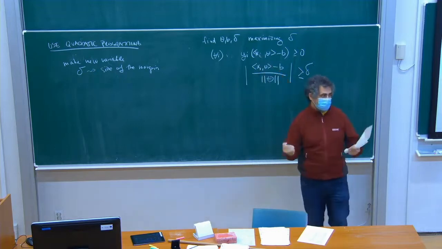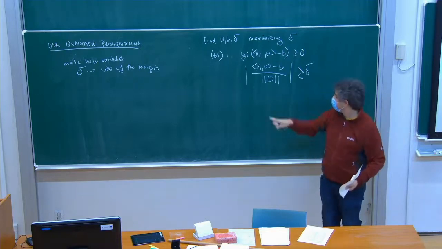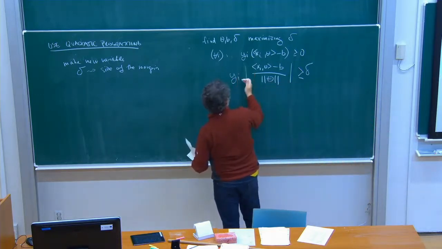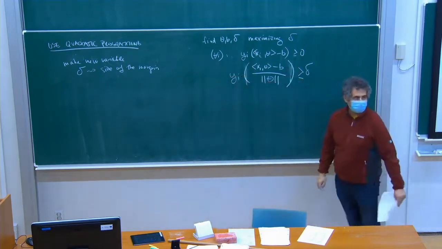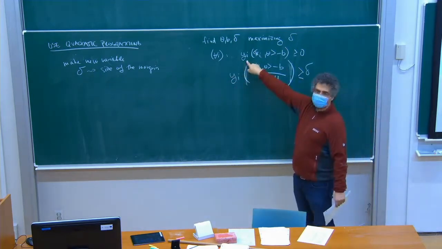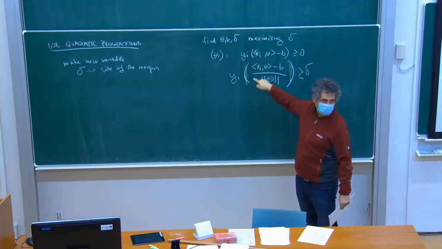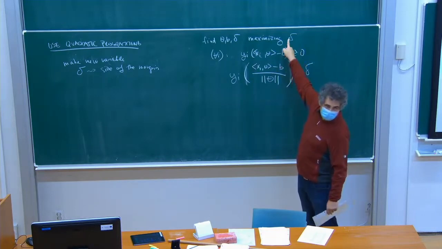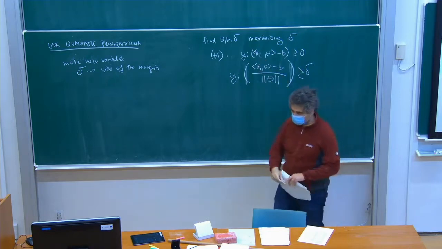Because I know that if I want this thing to be positive, I should simply multiply it by yi. So I will simply do this, yi times this thing. And then I can get rid of this condition because it is a weaker condition than this one. If delta is greater than 0, this holds as well automatically. So I can get rid of this.